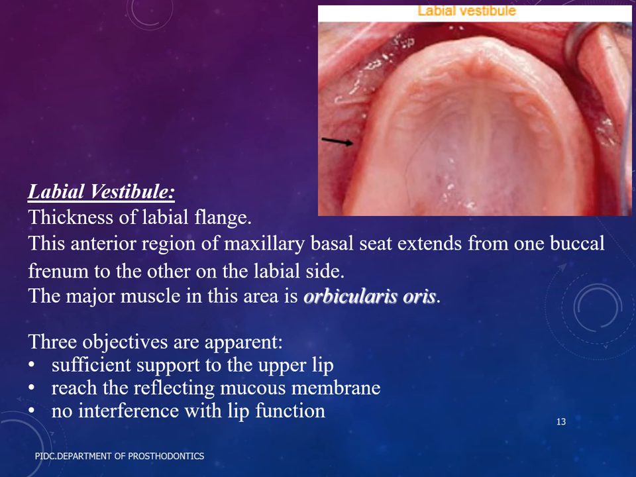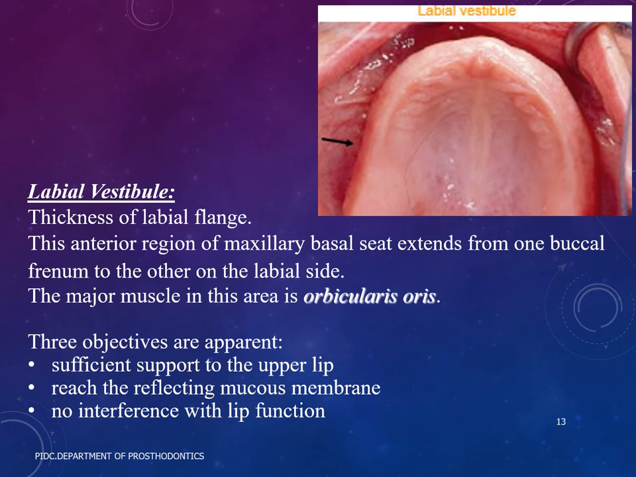This labial vestibule has mainly three objectives. One is it should provide sufficient support to the upper lip. It should help in reflecting the mucous membrane, and at the same time it should not interfere with your lip function, because as you notice in this particular area, it is your upper lip that is present and the denture should not interfere with the upper lip movement.